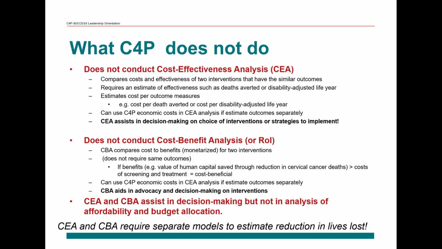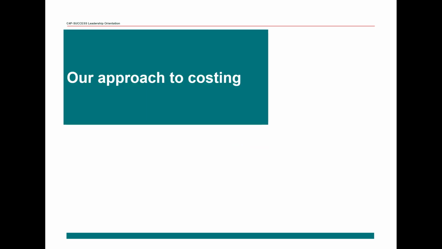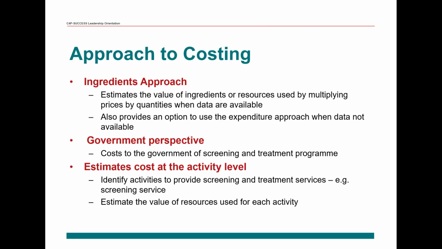Now I'm going to talk about our approach to costing in the C4P. In our approach to costing, the ingredients approach is used when data are available. The ingredients approach is a bottom-up approach that implements detailed costing to estimate the value of resources or ingredients used for screening and treatment by multiplying prices by quantities.